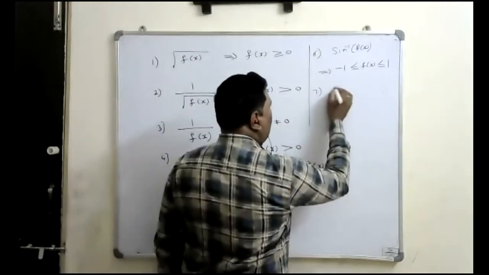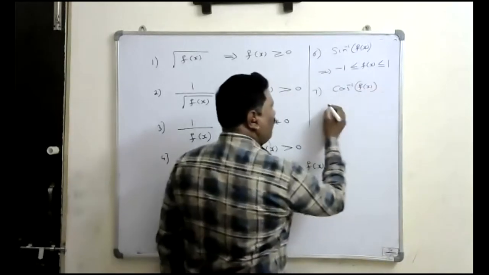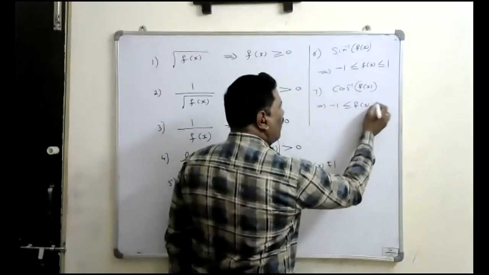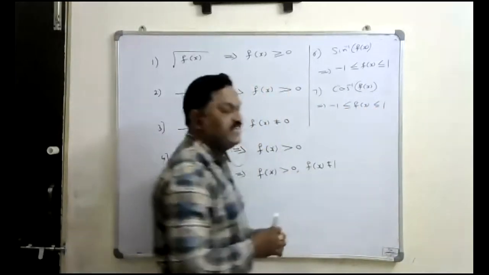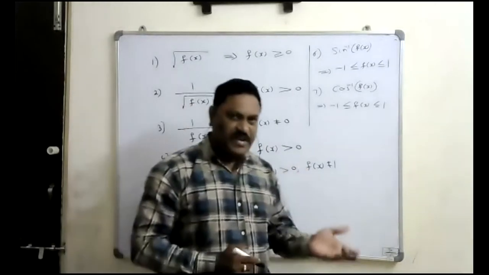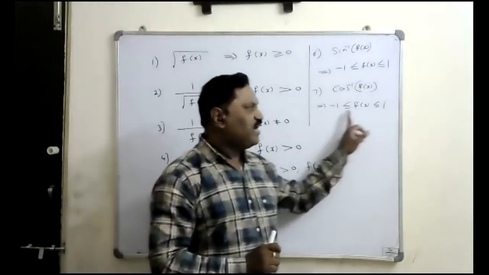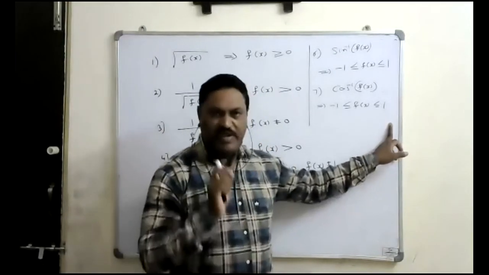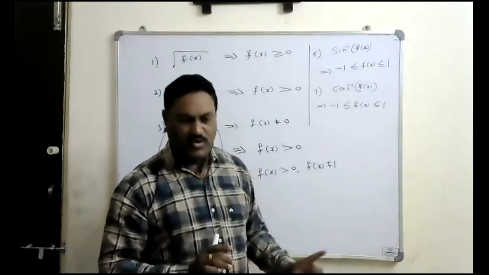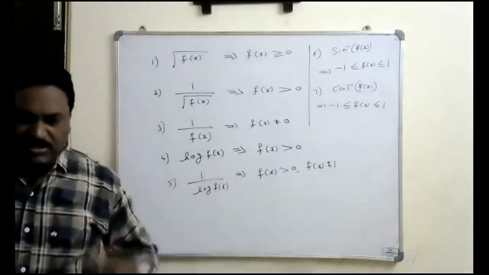Similarly, suppose cos inverse f of x is there. This is also defined if f of x lies between -1 and 1. This is what we call the domain of sine inverse and cos inverse. Inside the sine inverse or cos inverse, you should always have a value between -1 and 1 only. For those values only the function is defined; for other values it is not. So these conditions we have to remember. First write down these conditions.